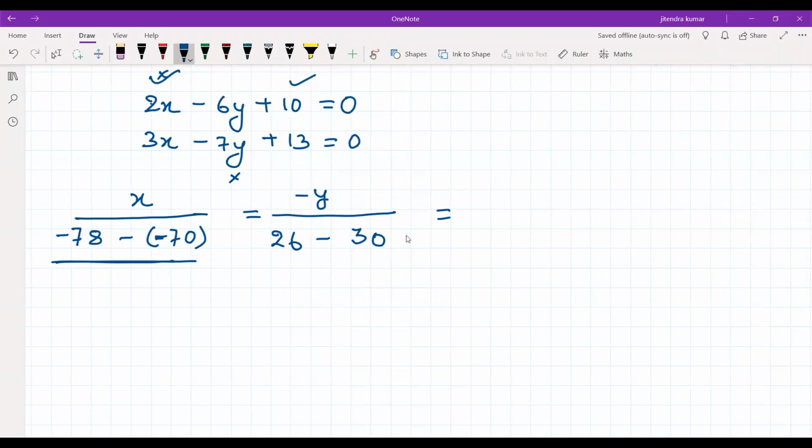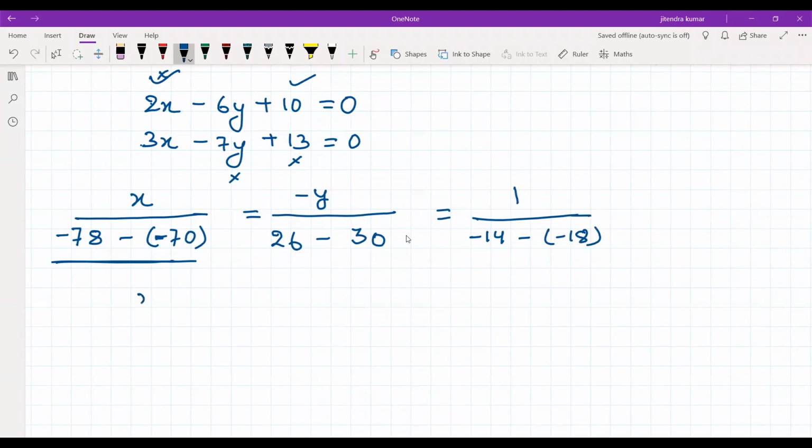Then in the last part, here we have to write 1 upon. Now we haven't used this column. We have these two columns. So 2 will get multiplied with minus 7 first, that will give us minus 14. And then 3 will get multiplied with minus 6, that will give us minus 18.